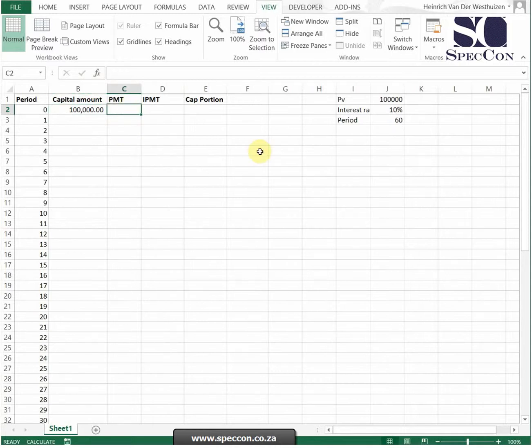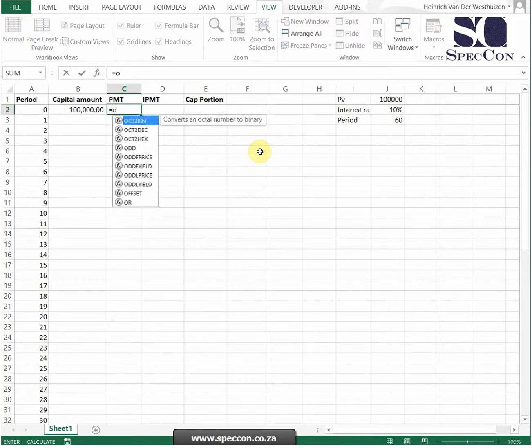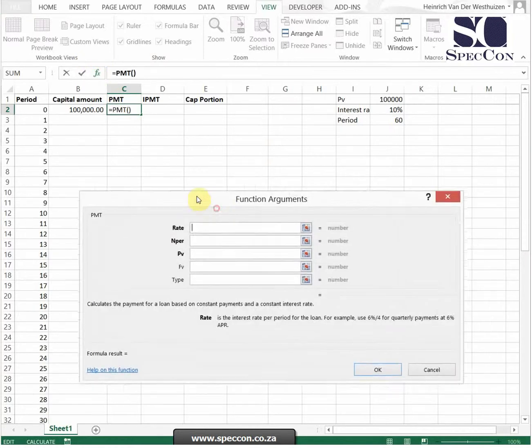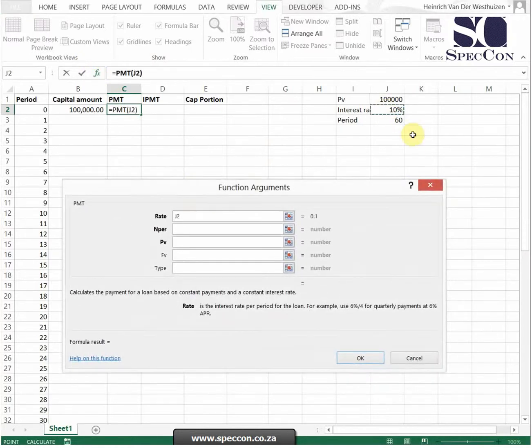Now the first one we need to calculate is the payment based on our variables. So let's do a payment formula. I'm going to open the formula function bar. My rate is 10%. Now you either need to divide the 10% by 12 to get a monthly interest rate, or keep it at 12. If I don't divide it by 12, it's going to be a yearly payment. We obviously want a monthly payment, so I have to divide by 12.